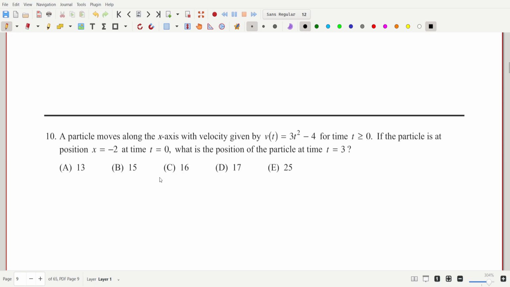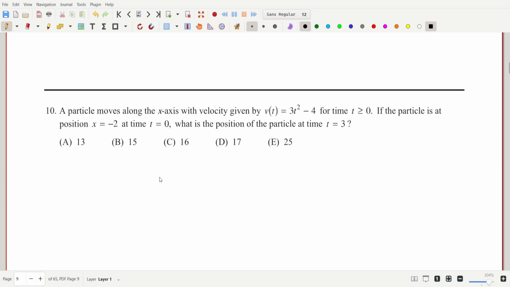10. A particle moves along the x-axis with velocity given by whatever. Okay, so this is an FTC one. This one can be tricky for a lot of students. You want to find x of 3. So x of 3 minus x of 0 is the integral from 0 to 3 of v of t dt.